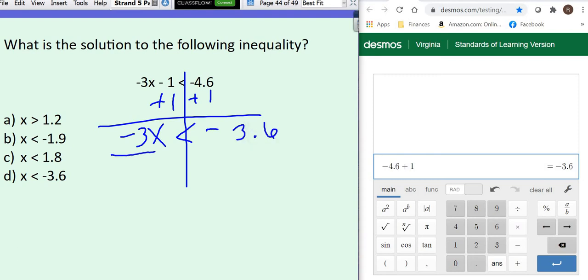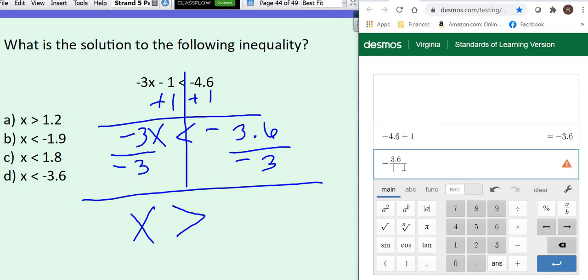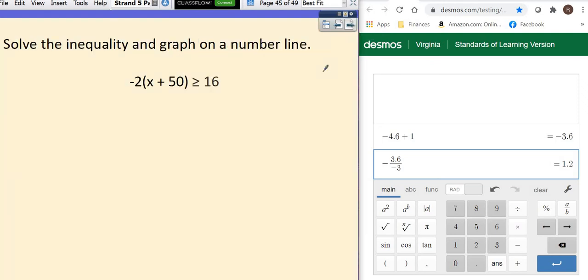See, the number in front of that x is a negative number? That means we're going to have to do a switch. So x is no longer less than, it's now greater than. And then I'm going to jump down here and say negative 3.6 divided by a negative 3 gives me a positive 1.2. So x is greater than 1.2. My answer is right there. Okay, if you need to watch me do that again, rewind and slow it down.